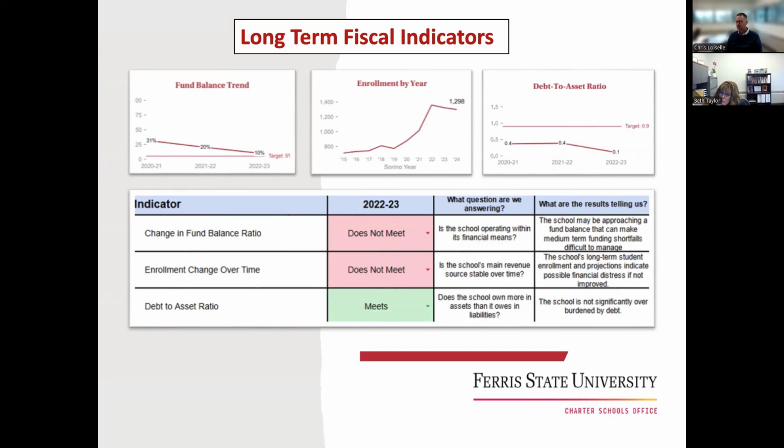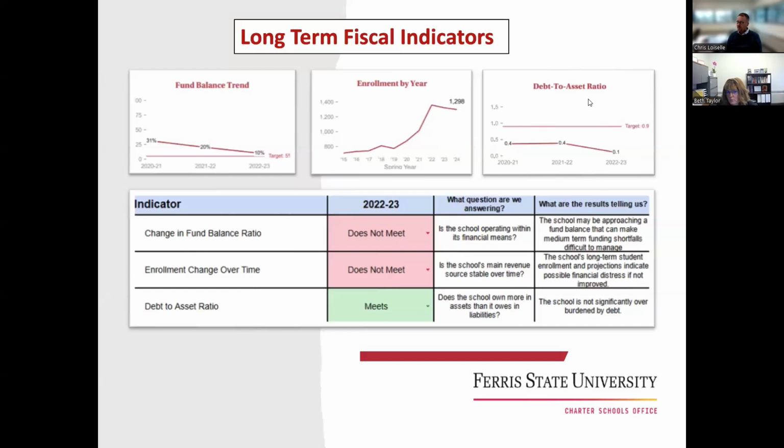Is there new competition in the market? Are there other issues happening in the school? And what is the school leadership and management company or board doing about mitigating that decline? Because obviously, over the course of time, if you have continuous enrollment declines, the school will eventually be in financial distress. And then the other area is debt to asset ratio.